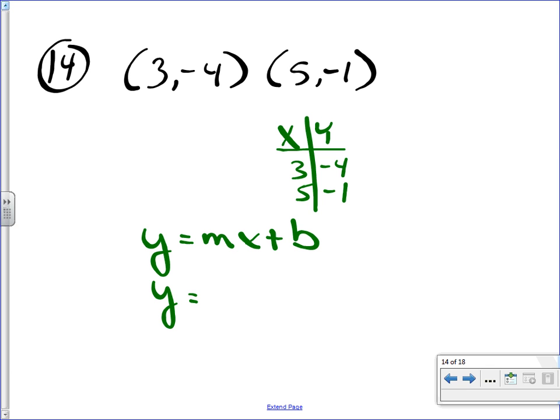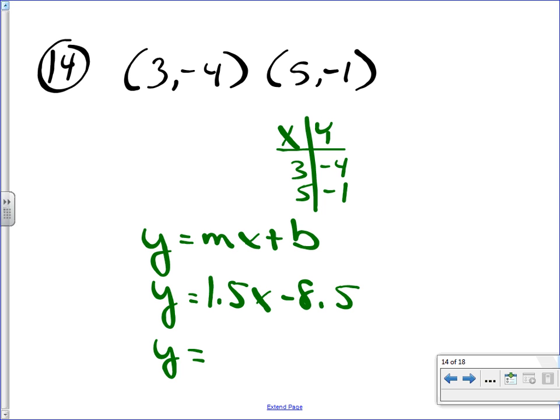What are you getting for your first number? 1.5? Is that right? 1.5. And what about your B, or the second number? Negative 8.5. Now, obviously, that's not one of your choices, and that's because instead of writing it in decimals, they wrote it in fractions. So, let's fix it.